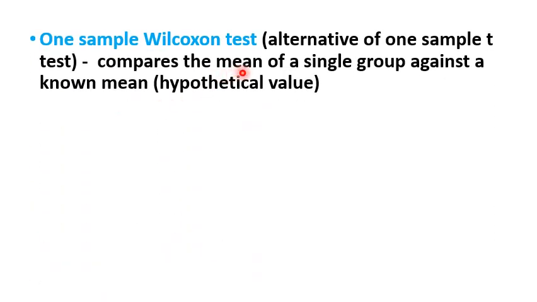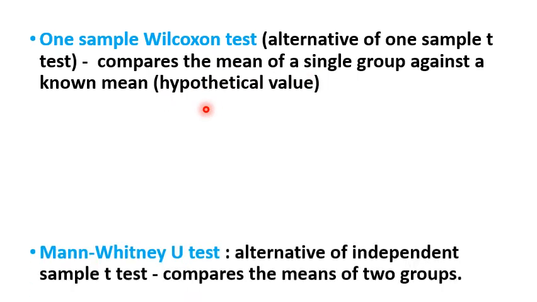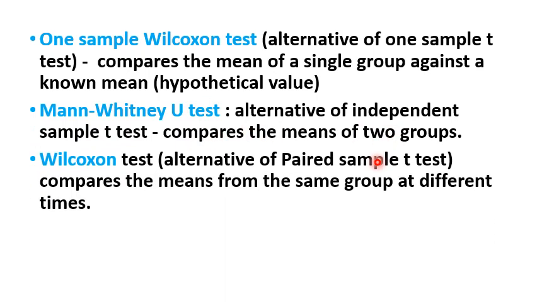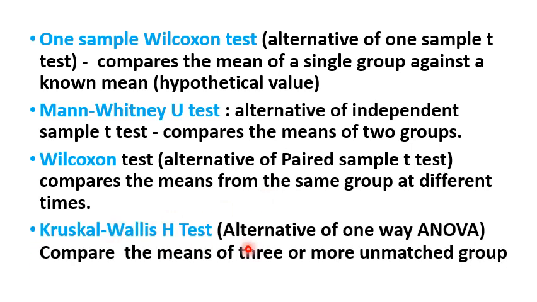Then one sample Wilcoxon test. It is an alternative to the one sample t-test. It compares the mean of a single group against a hypothetical value. Then the Mann-Whitney U-test is an alternative to the independent sample t-test, which compares the means of two groups. Then the Wilcoxon test is an alternative to the paired sample t-test, which compares the means from the same group at different times. Then the Kruskal-Wallis H-test is an alternative to one-way ANOVA, which compares the means of three or more unmatched groups.